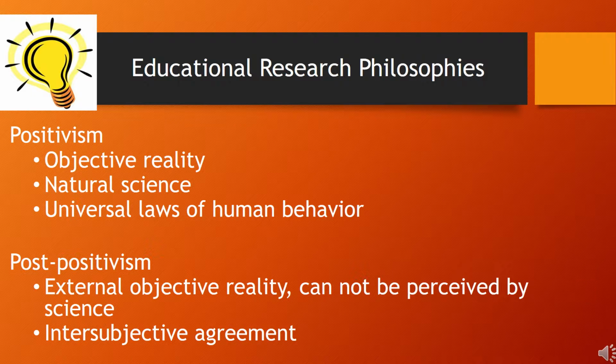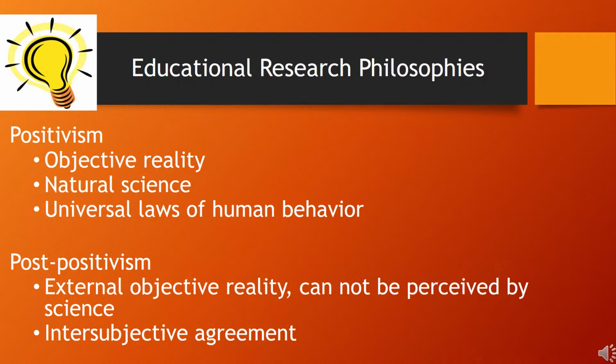Positivists believe there is an objective reality or truth that exists outside of the perception of those that observe it. And the goal of research is to better understand this. And the way we understand this reality is through observations. This philosophy is traditionally associated with the natural sciences such as chemistry, physics, and biology.